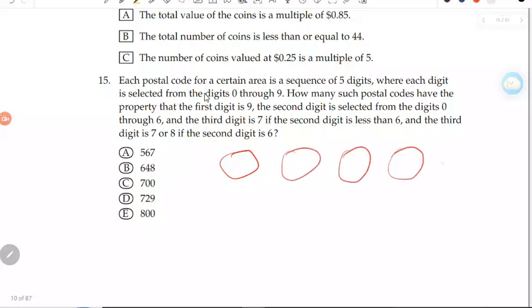So we can put circles like this, 5 circles. For the first one we have only one possible way of doing it, because the first one is 1. Let's go to the second digit. What is the second digit? The second digit is selected from the digits 0 through 6. How many can be there?